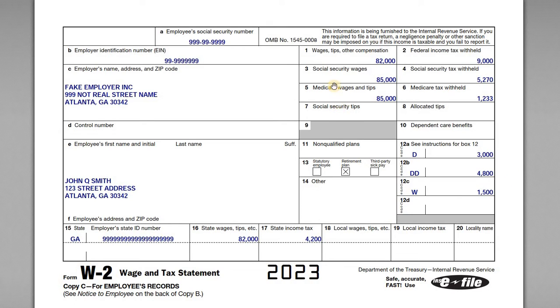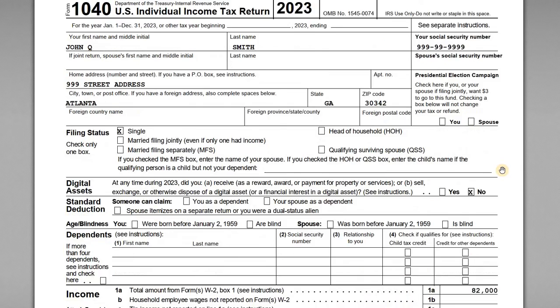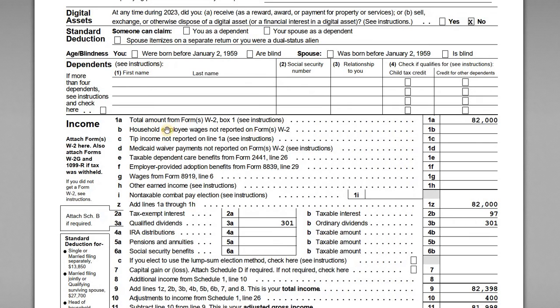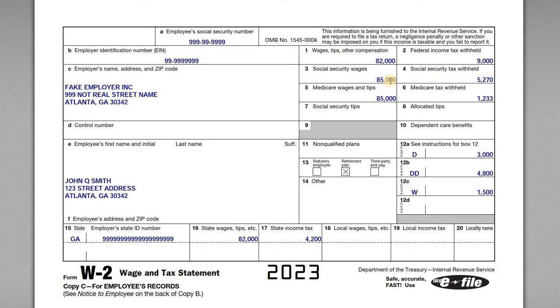Now, as far as what gets reported on the return, box 1 wages is what is reported up on line 1. So on line 1a, we have the total amount from Forms W-2, box 1, and so there we see our $82,000 figure. The $85,000 Social Security wages, Medicare wages, those are relevant information to see ultimately how much Social Security taxes and Medicare taxes were withheld, but the $85,000 figure doesn't actually get reported on the return.